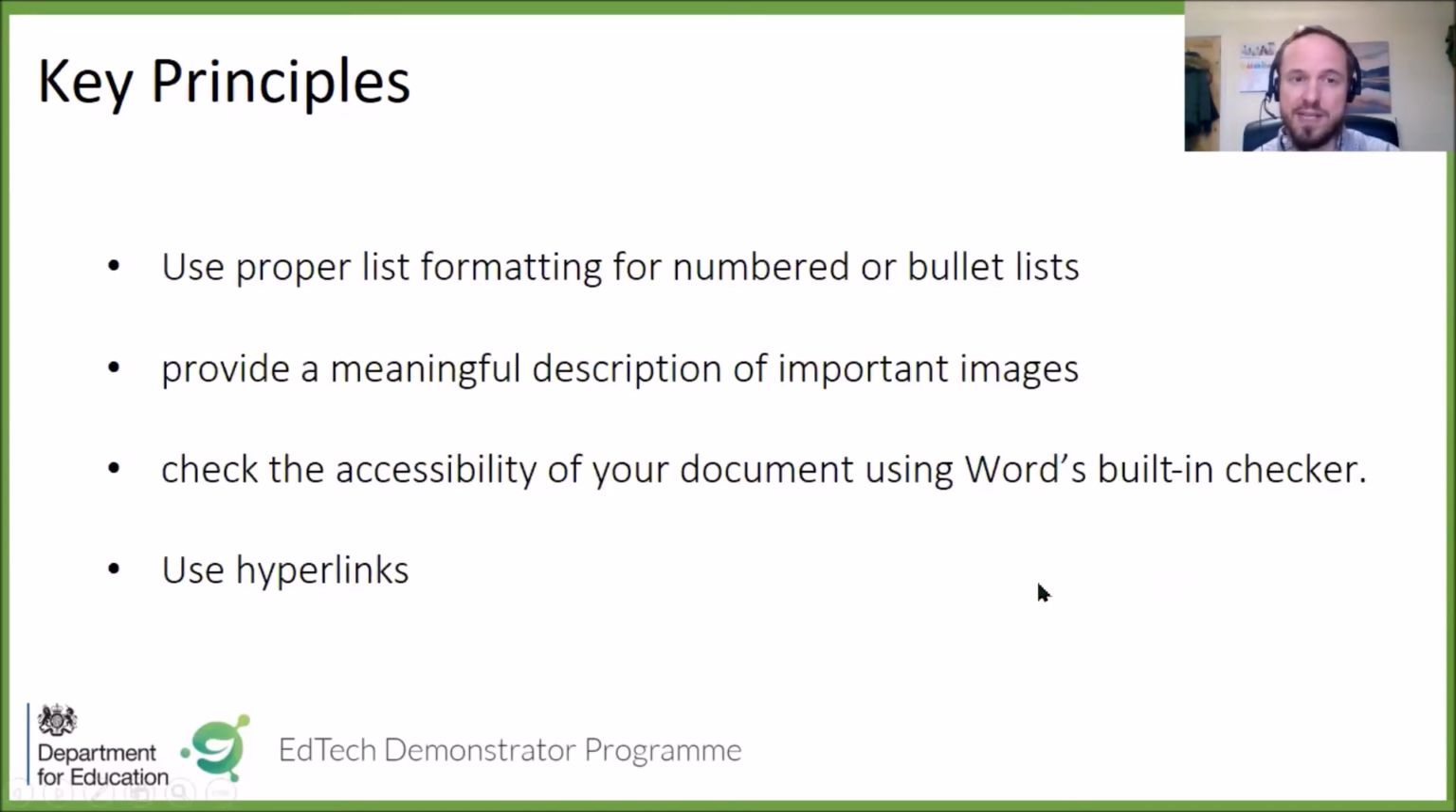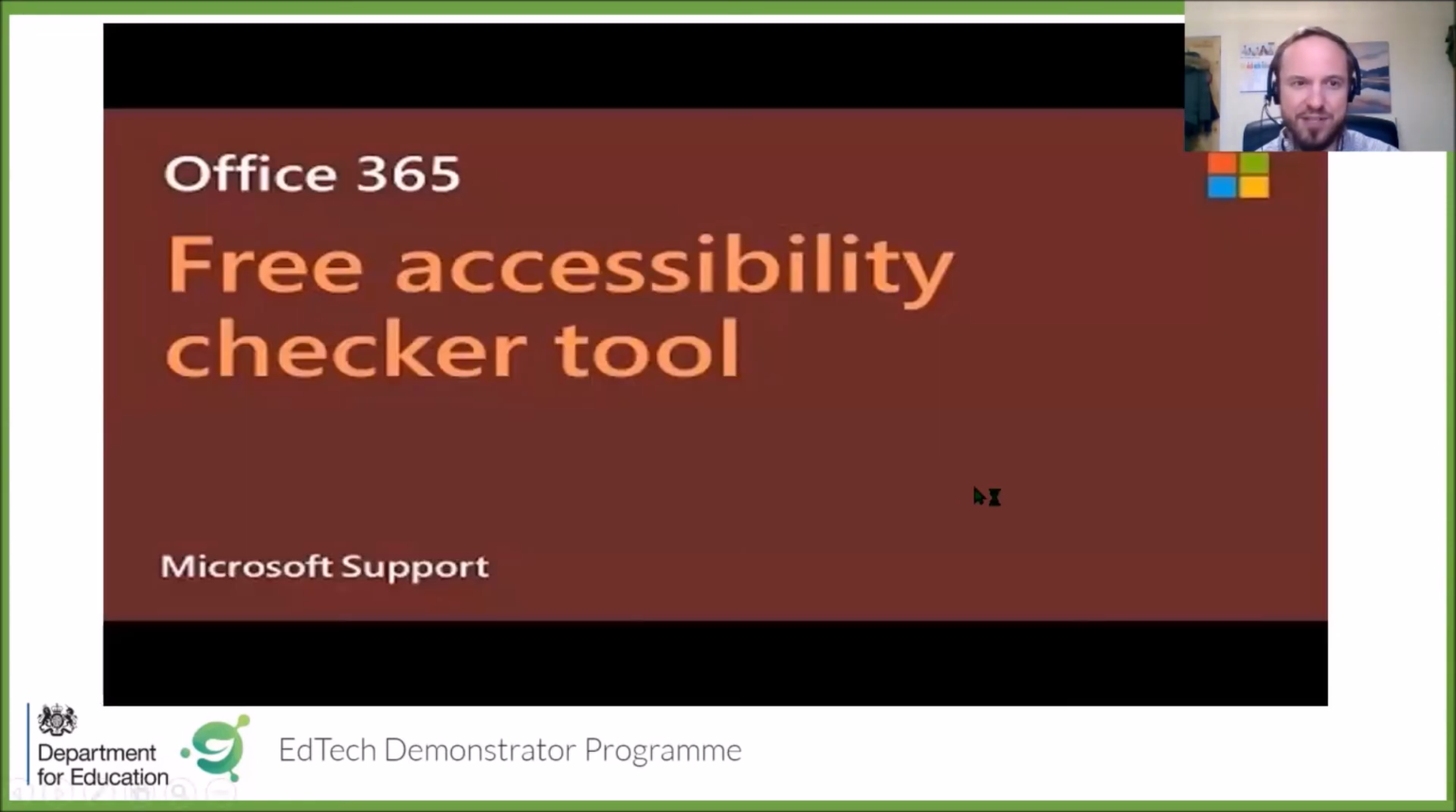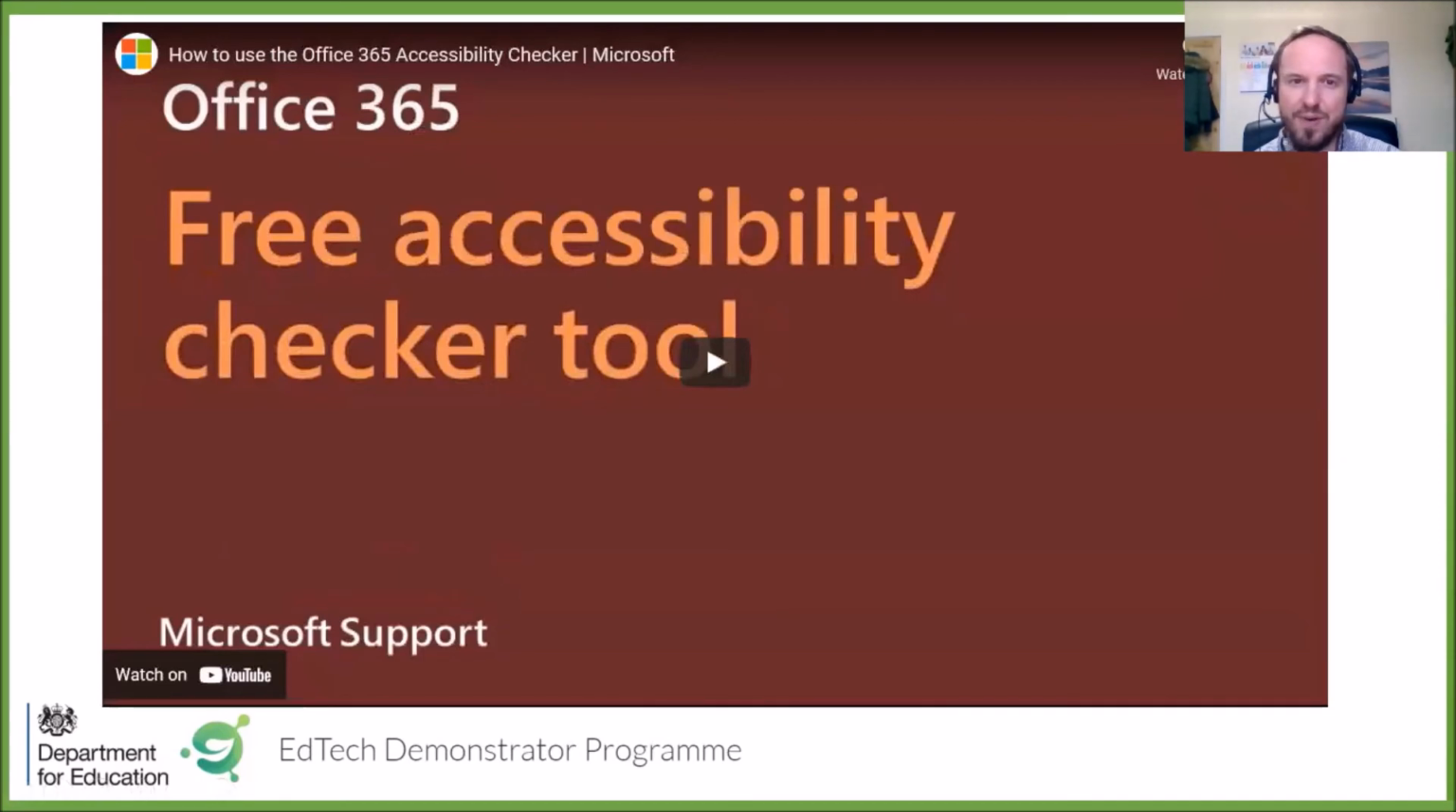So use proper list formatting for numbered or bullet lists. We've covered that. Providing a meaningful description of important images. Check the accessibility of your document using Word's built-in checker, and we can show you that, and use hyperlinks as well, and we can demonstrate that. So just going to quickly show you Microsoft's free accessibility checker tool. This is pretty handy.